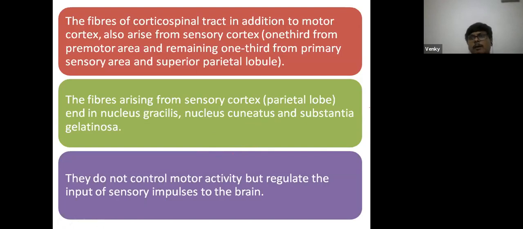So previously, what they considered is that the corticospinal tract contains only motor fibers. But recent studies say that there are some sensory fibers along with these motor fibers.